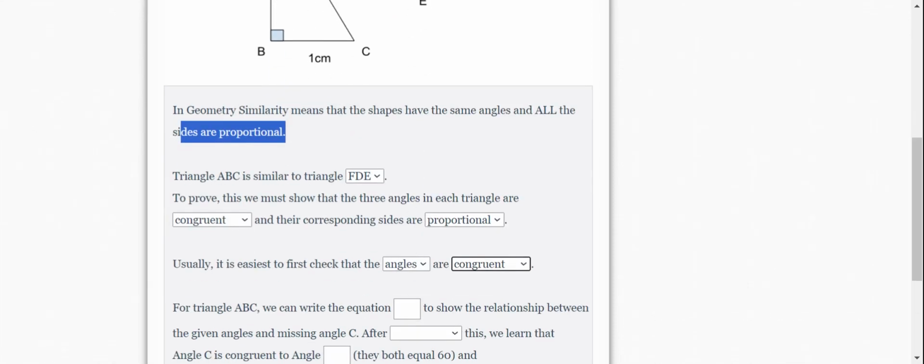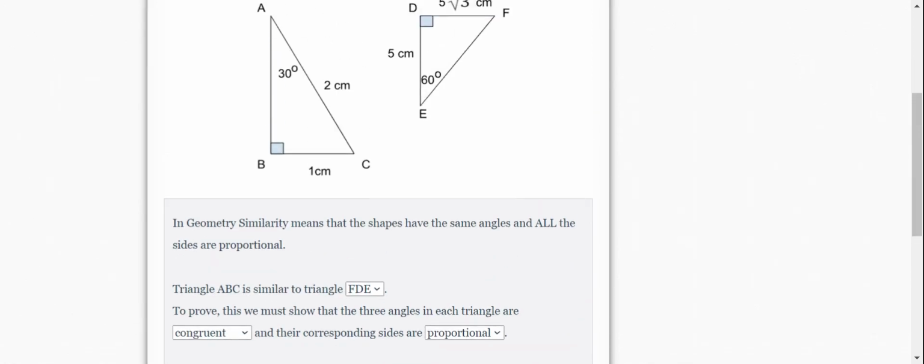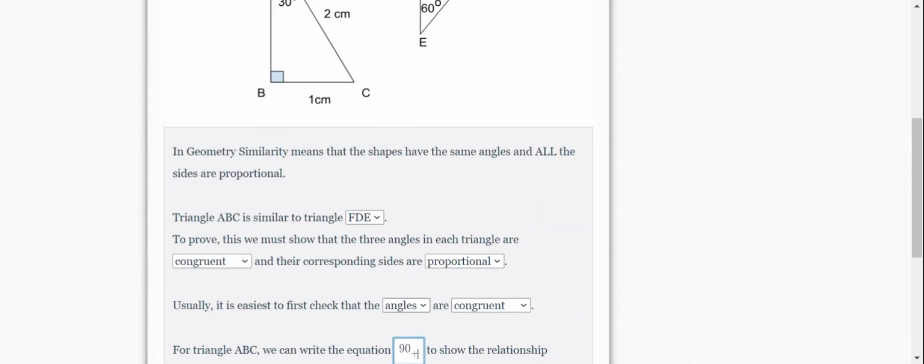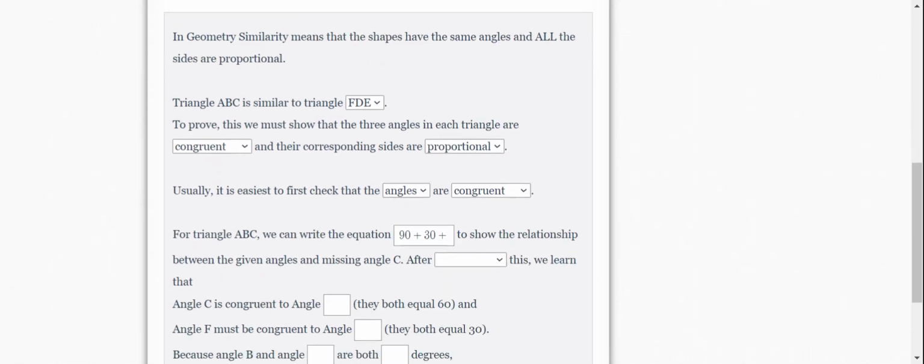Okay. For triangle ABC, we can write the equation to show the relationship between the angles. Okay, so we got to write an equation for the angles. We know that 90 plus 30 plus angle C. Notice they label it right here. So angle C is the name we want to give this. Has to equal 180. So that's the relationship. That relationship is called the triangle sum theorem.